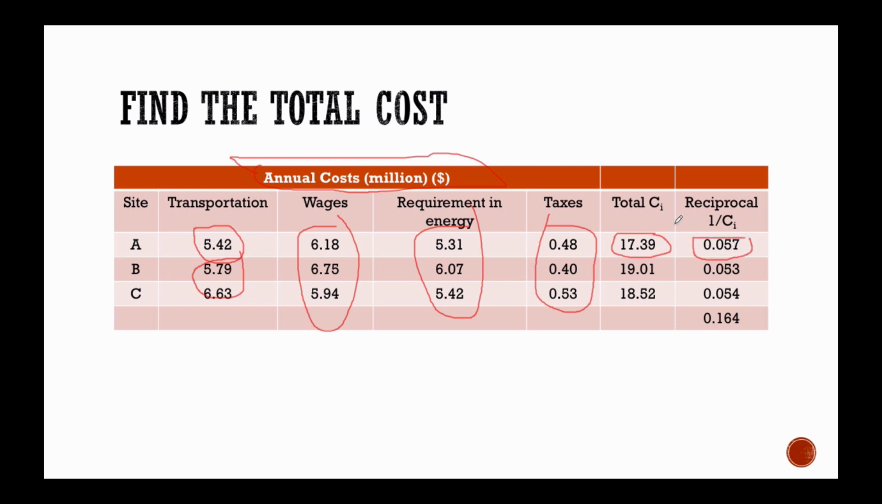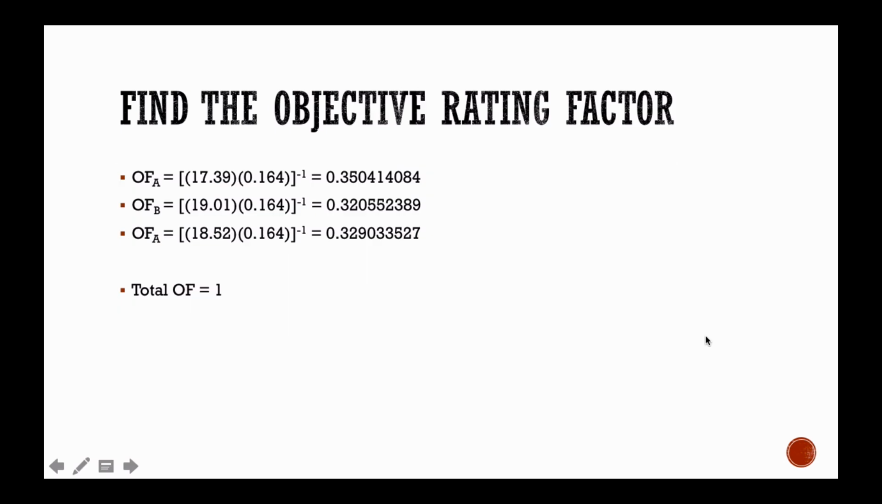And then we have to get the reciprocal of the cost, and it is 1 divided by 17.39. We will get this value, 0.057. And you can also do it for the other ones, and the sum of this column is 0.164. After we find the total cost, we calculate the objective factor of A, B, and C.